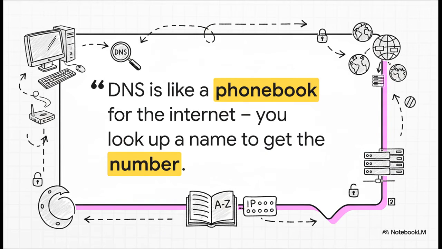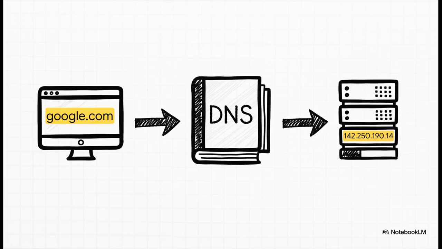Let's be honest, we humans are good at remembering names, like Google.com, but we're terrible at remembering long strings of numbers. And that's exactly why we have the DNS. It's basically the phone book for the entire internet. Yeah, the Domain Name System, or DNS. Its whole job is to be our translator.